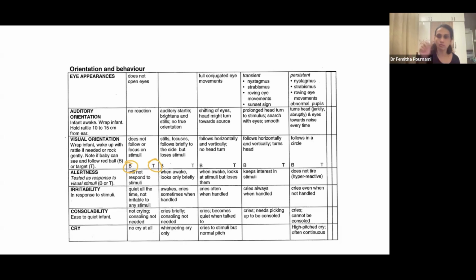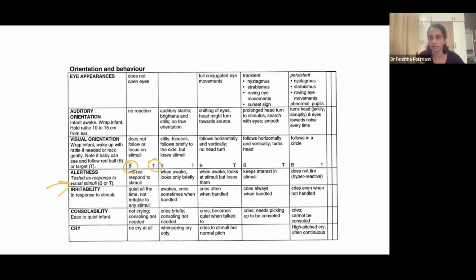So you do both and you take the better response. If you don't have both, you do at least the red ball. And you take the best response that you get. And what is your alertness to that target? So you look here, tested as response to visual stimulus, either ball or target.